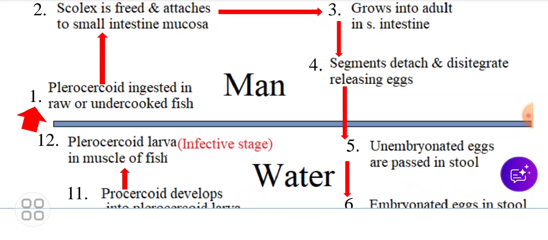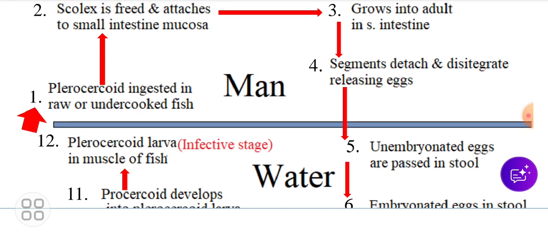Now we come to the life cycle, starting by the infection on your extreme left hand side, number 1, where the arrow is pointing, the large arrow. The infection takes place by ingestion of the infective stage, which is known as pleurocercoid larva. This is found encysted in the meat of the freshwater fish.